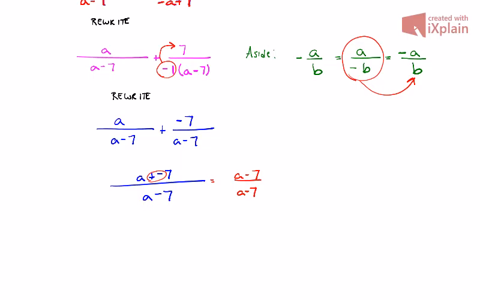Oh, look, we should reduce this down as best we can. Well, you have a factor of a minus 7 in the denominator and in the numerator. These simplify, so your solution actually boils down to simply 1.